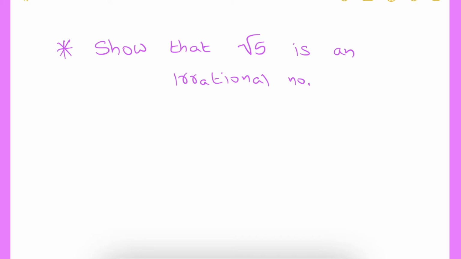Show that root 5 is an irrational number. This question we are going to solve by using one method that is called the contradiction method.